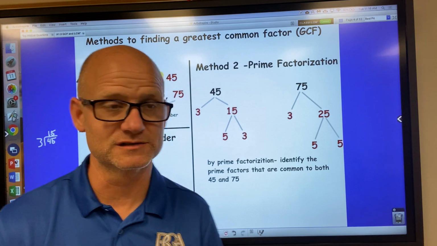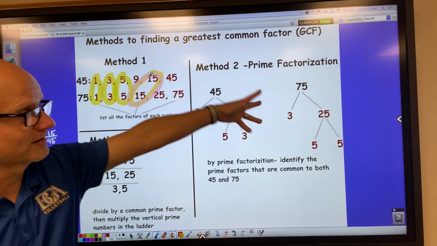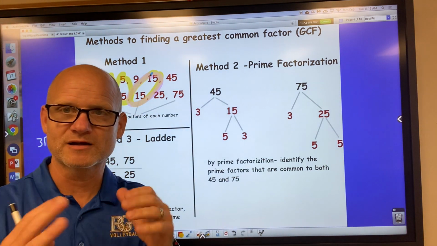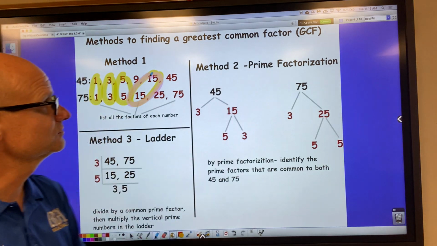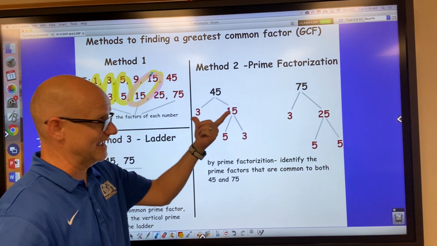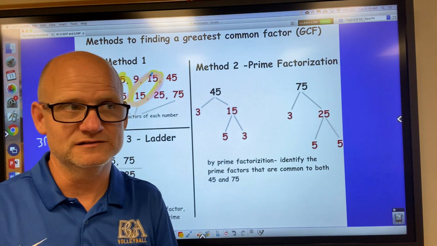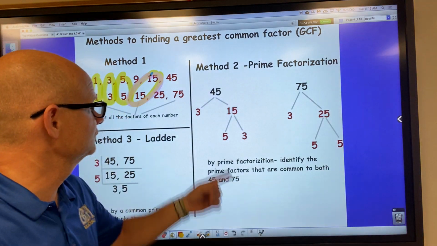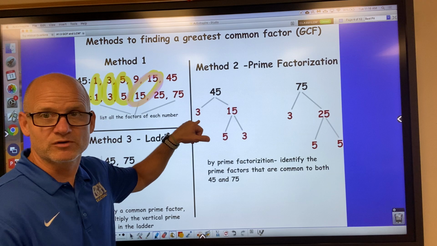But let's try a couple other methods. Here is what's called the ladder method. Actually, let's go to method 2, prime factorization. You guys have done that, right? We've talked about how to prime factorize a number, and it's just a Christmas tree method. All you do is take 45 and you factor it. You just find two factors of 45, such as 9 times 5, but I used 3 times 15. All right, 3 is a prime number, so we're done with this part of the Christmas tree.